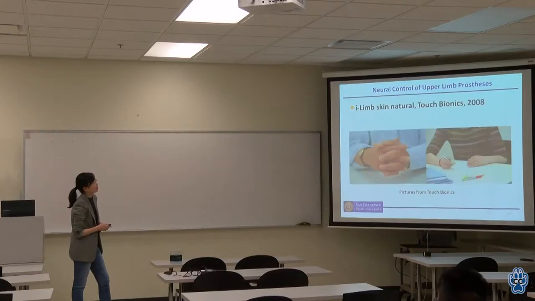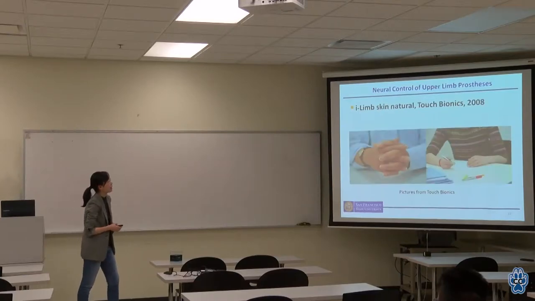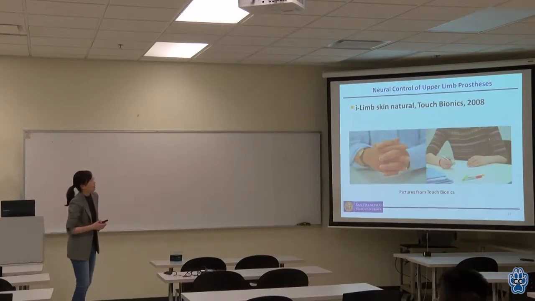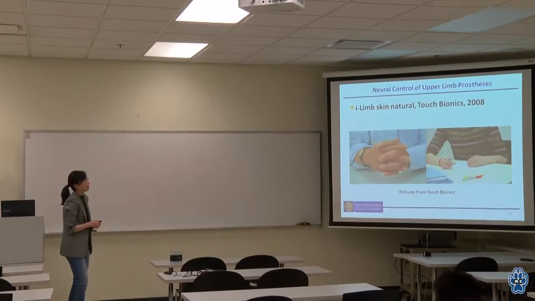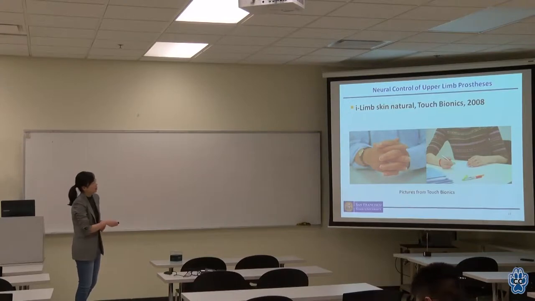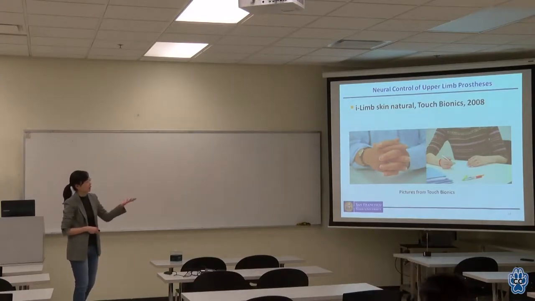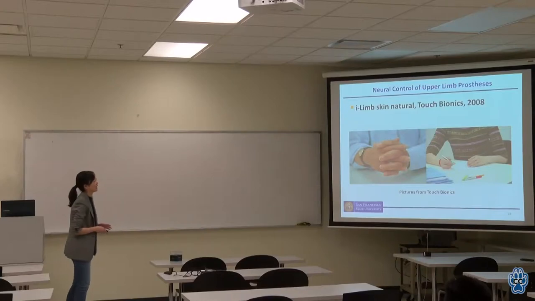And in 2008, the company also made these lifelike coverings for their prosthesis. So just from the photos, can you tell which one is the real hand and arm, and which one is the prosthesis? It's very hard to tell.